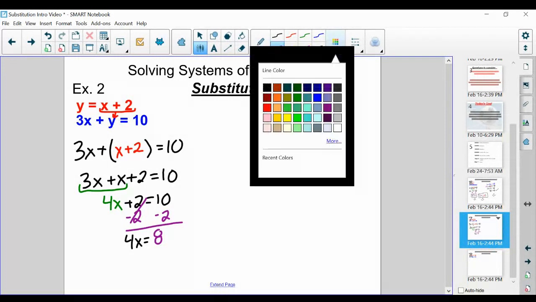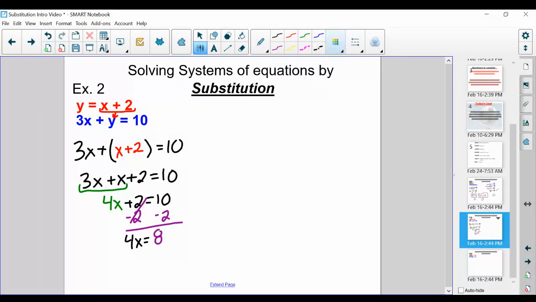Let me show that with a different color here. What color should we choose? Oh, I haven't used gray in a long time. Let's use gray. We're going to divide both sides by 4. Ooh, that's a great color. So we have x is equal to 2.